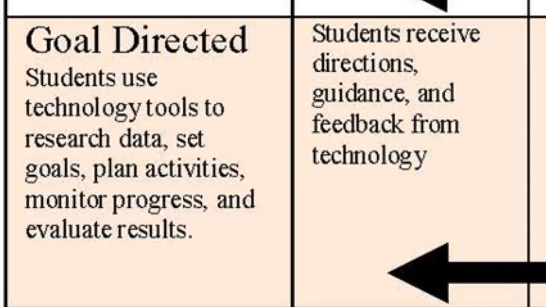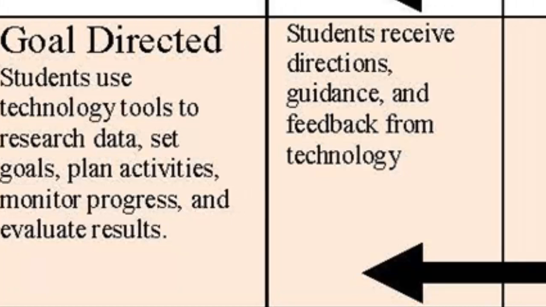The final area of the TIM is goal-directed. This area assesses how technology is used for students to research data, set goals, plan activities, reflect on growth, or monitor progress over time. On the entry column, typically, technology is used to deliver directions to students, guidance, or feedback over a shorter period of time. For example, this could be the use of online learning platforms where students are given directions on tasks, but not given the opportunity to upload evidence that they've mastered that task or the opportunity to reflect on completing that task.